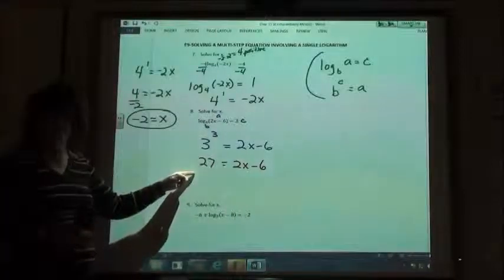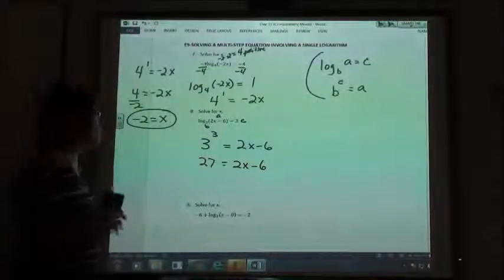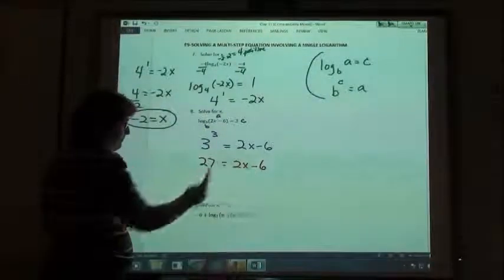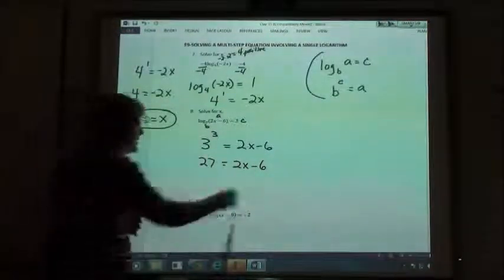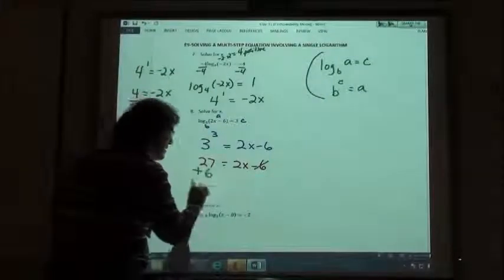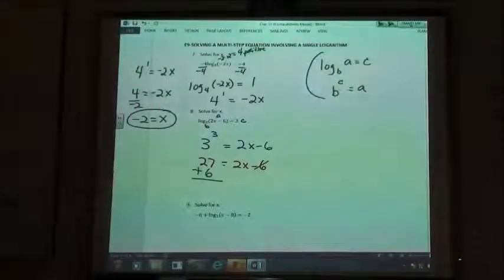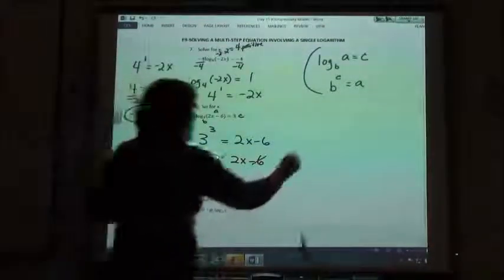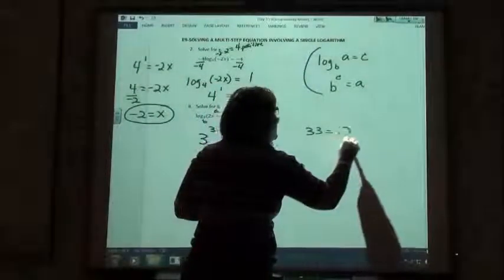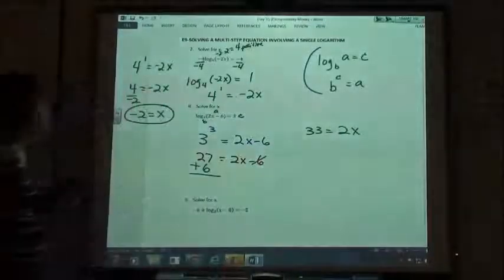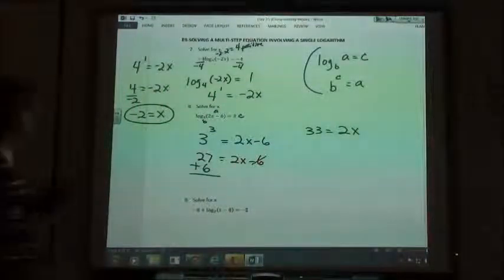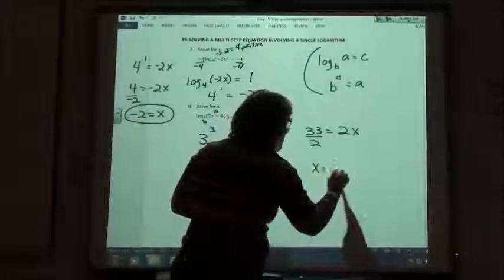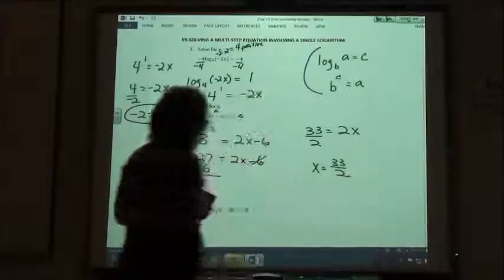This over here. So what am I going to do with it when I move it? You got to make it a positive. I got to make it a plus 6 to move it over. All right, so 27 plus 6 gave us 33. 33 equals 2x. And then we're going to divide by 2. So x is going to be 33 over 2.